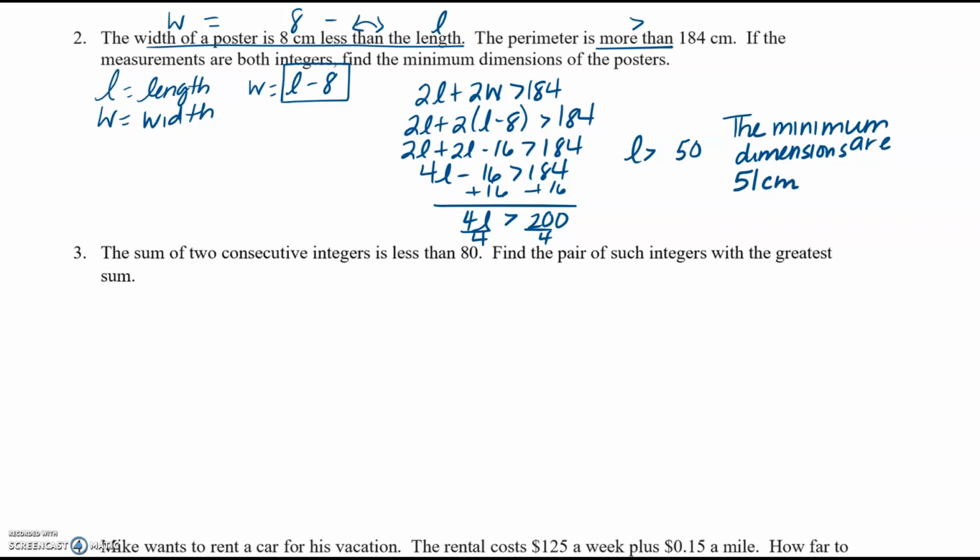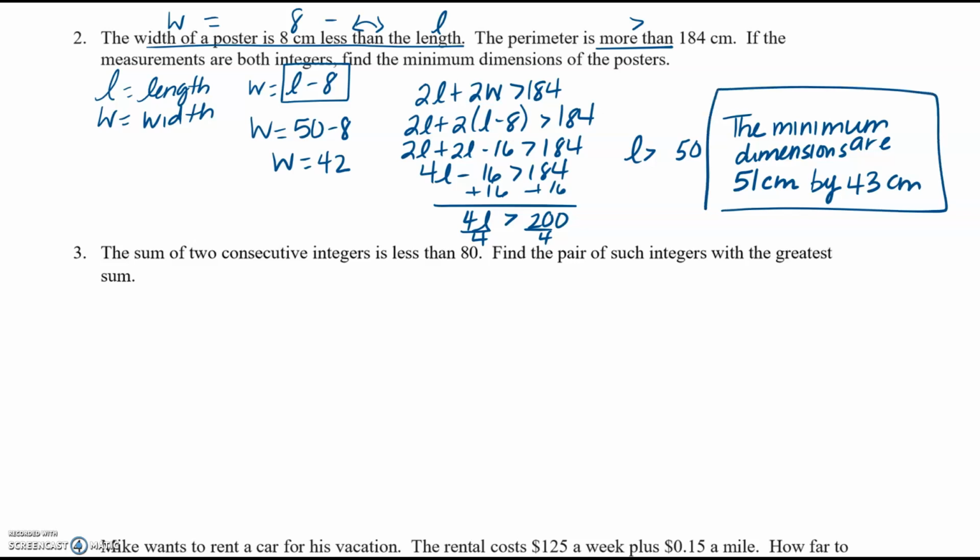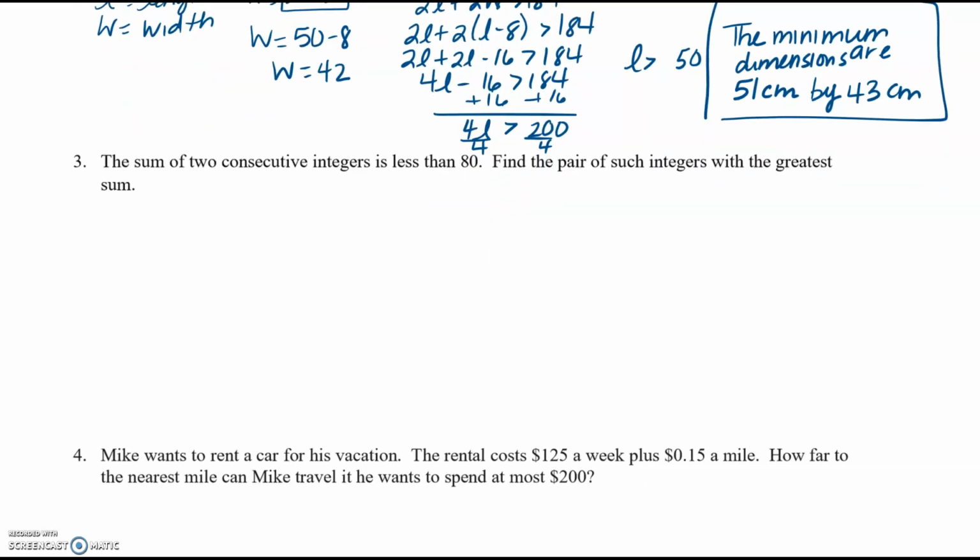And the width, we're going to go ahead and plug the length in to get the width. And we get W equals 42. So we know that the minimum width would have to be 43, because they said integers, greater than 50 and greater than 42.